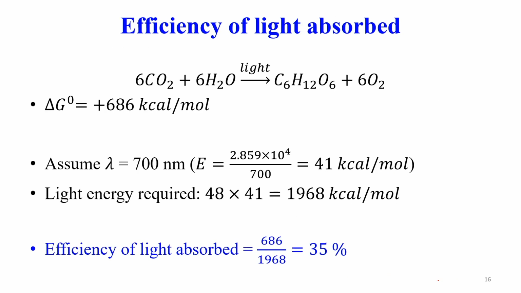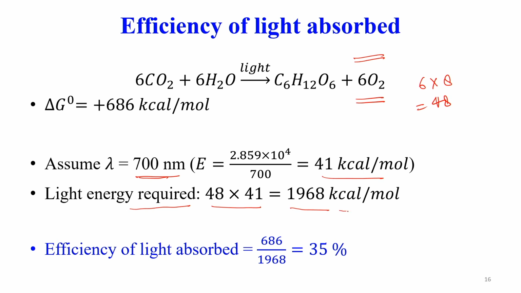Now, if you go to this equation, how many oxygen molecules are generated here? 6. So, how many photons will be required? This will be 6 into 8, 48 photons, and let us assume the wavelength as 700 nanometer. So, the energy of one photon will be 41 kilocalorie per mole. How much energy is supplied for this reaction is 48 into 41, which is 1968 kilocalorie per mole.